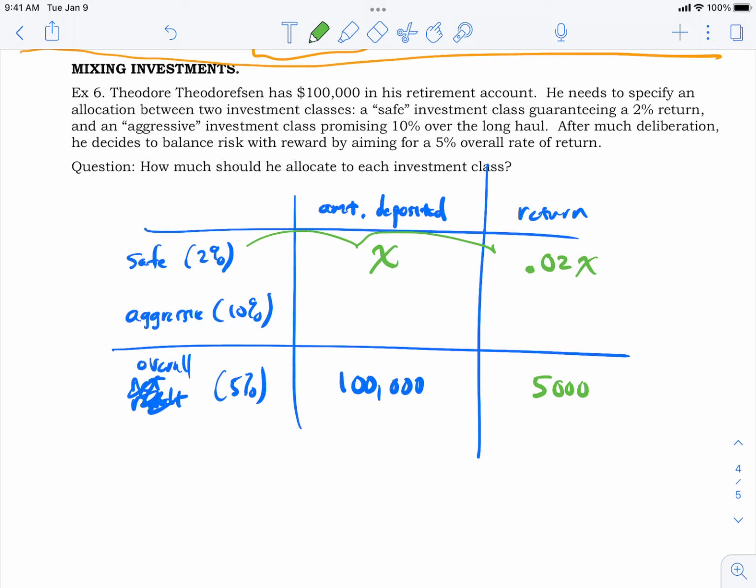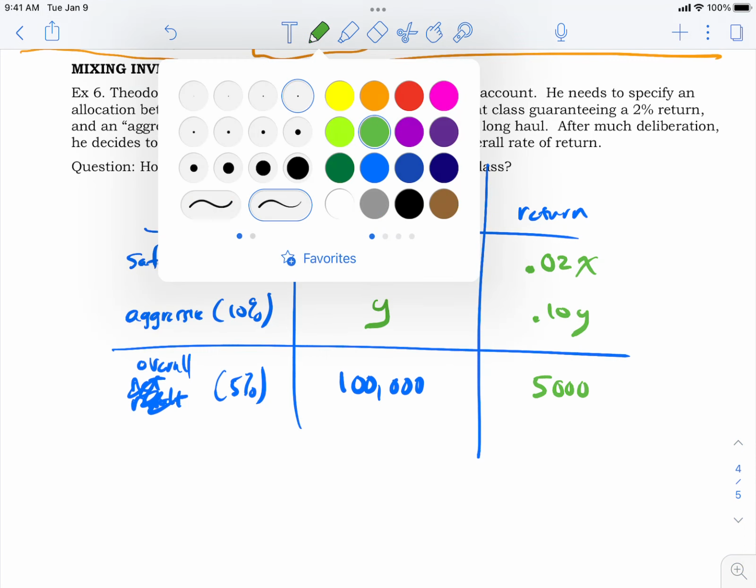How much are we putting in the aggressive? I don't know. What's the return going to be? Well, it's going to be 10% of that, which you get by multiplying the y by 0.10. Okay, cool. So we got our table filled in. Now let's extract some equations.